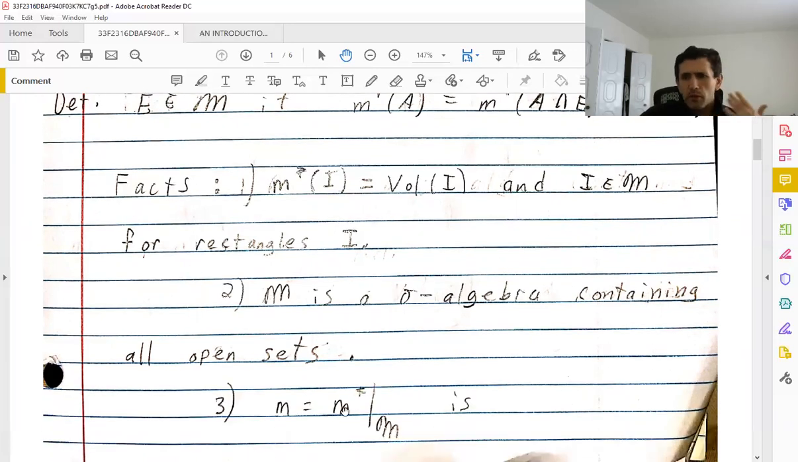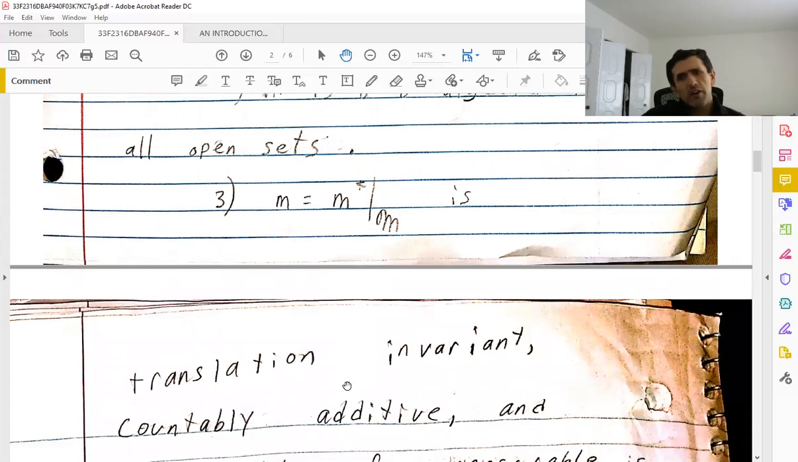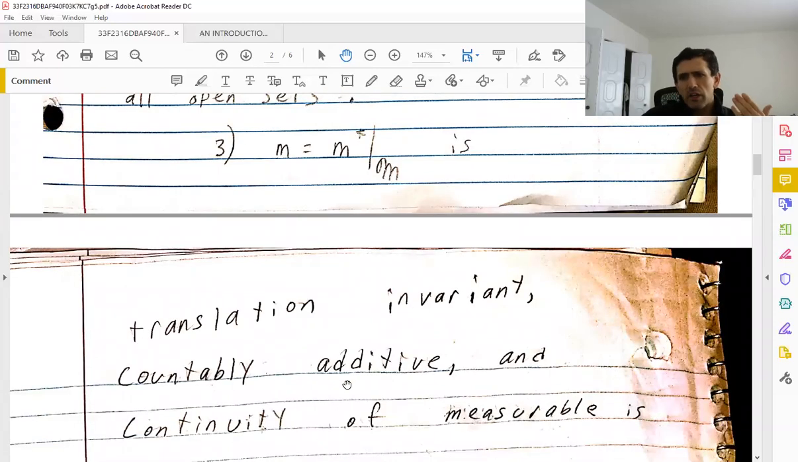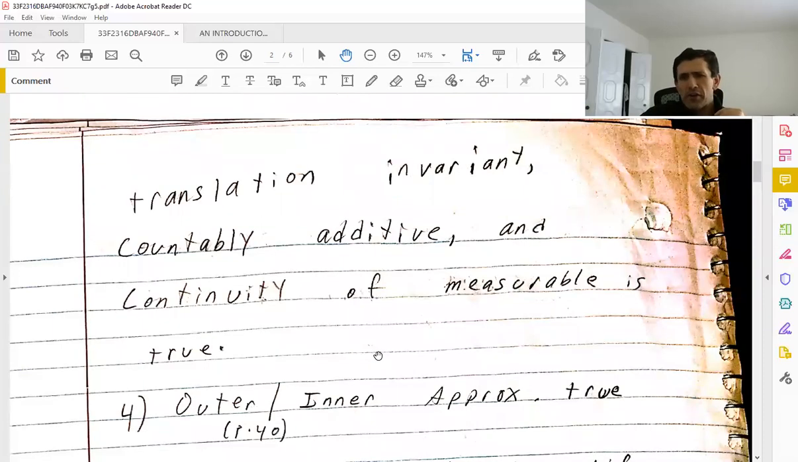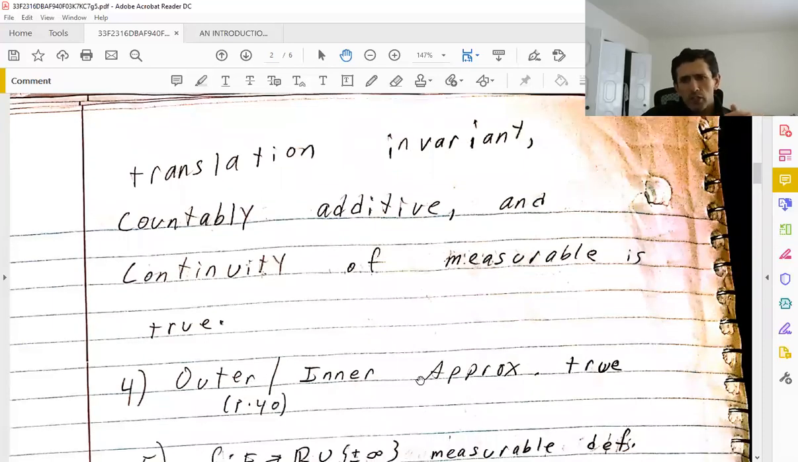So we do the same thing we did before. We take the outer measure, restrict it to measurable subsets, and that is translation invariant, countably additive, and continuity of measure is true. And additionally, on actually all subsets of R^d, Lebesgue outer measure is subadditive and monotone. And all these proofs are identical to the proofs for Lebesgue measure on the real line. Outer inner approximation is true.